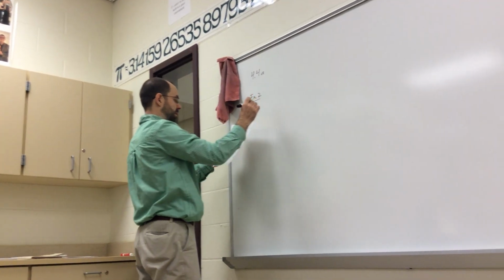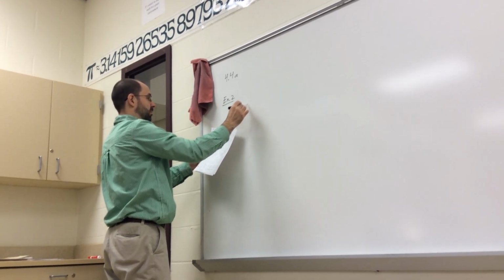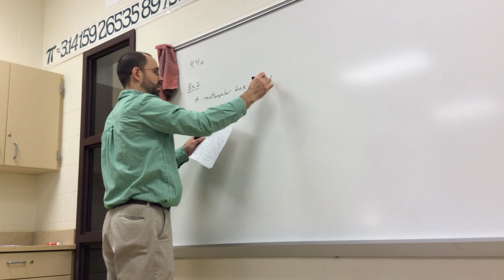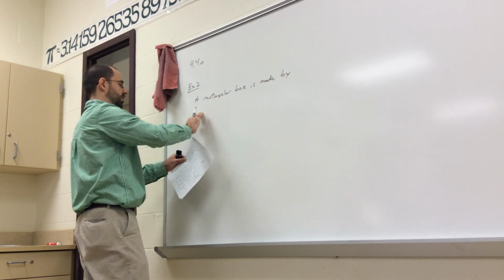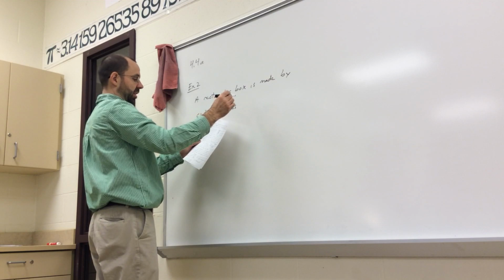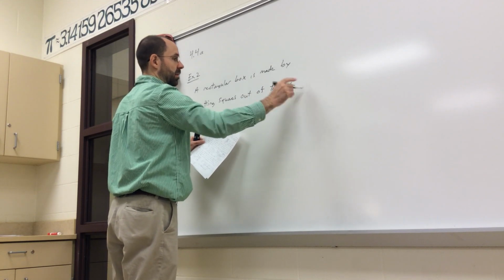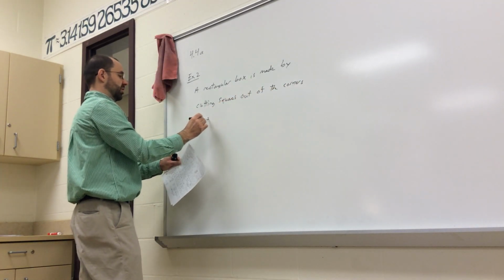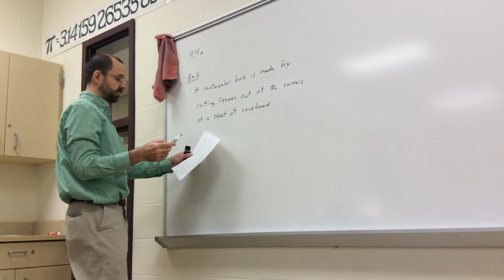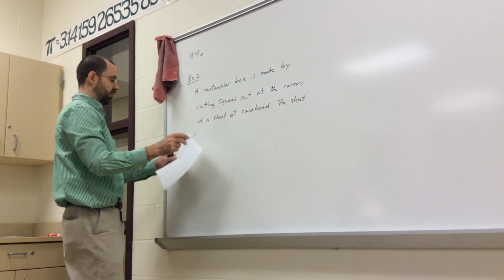Okay, so this one is: a rectangular box is made by cutting squares out of the corners of a sheet of cardboard. The sheet is 24 inches by 15 inches.